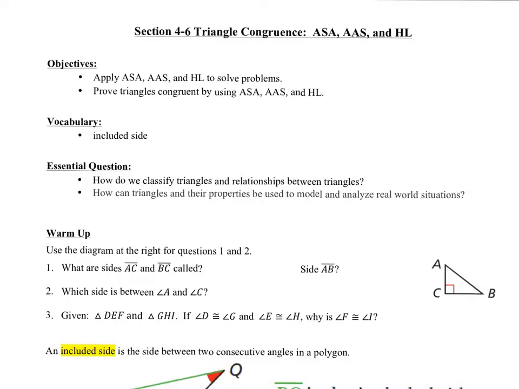Our objectives are to apply angle-side-angle, angle-angle-side, and hypotenuse-leg to solve problems and to prove that triangles are congruent. We have new vocabulary, included side. Let's take a look at our warm-up questions.